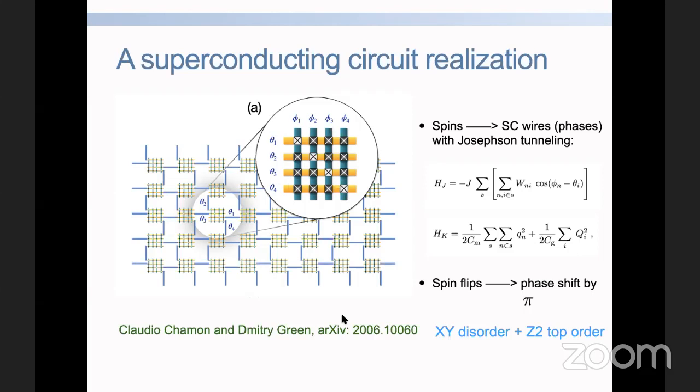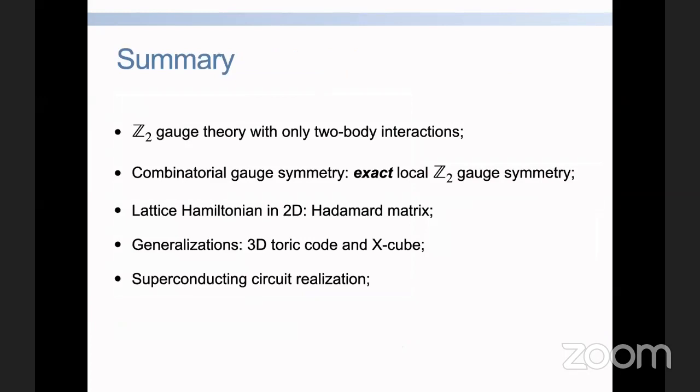Here I only have one slide. I only want to point you to this paper if you're interested in more details. Okay, so let me put back this summary of our main results, and thanks for your attention.